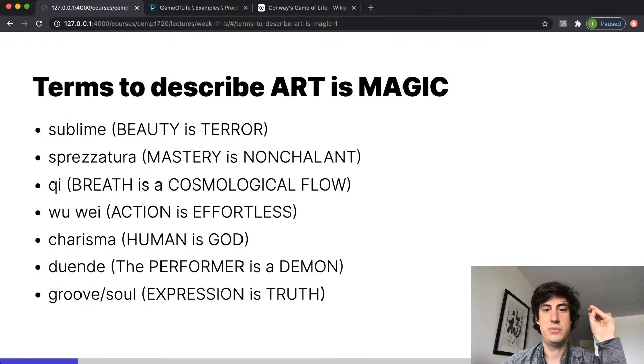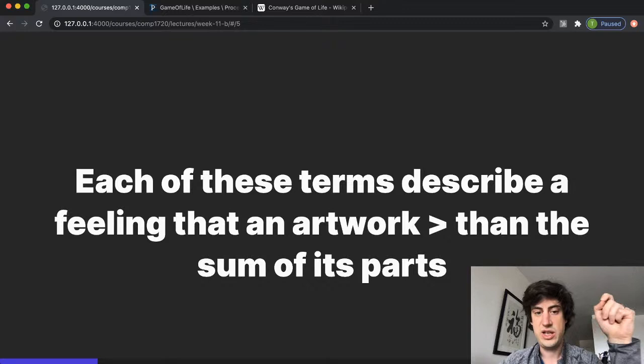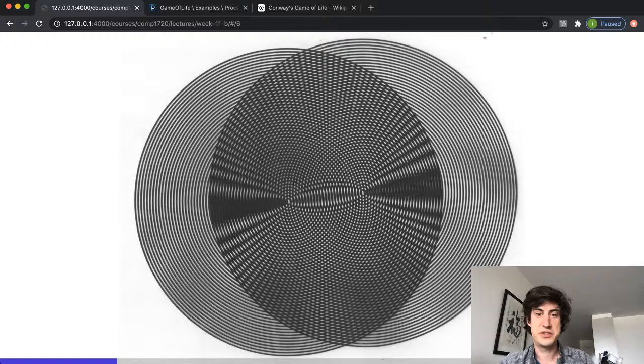Charisma relates in a weird inverse relation to Duende, where human is God, in Duende, performer is a demon, etc. But basically, each of these terms describe the feeling that an artwork is greater than the sum of its parts. So that's what we're looking for when we're looking for an artwork. So I love the metaphor of the interference pattern for this. I think it is a really clear illustration of what we're looking for.